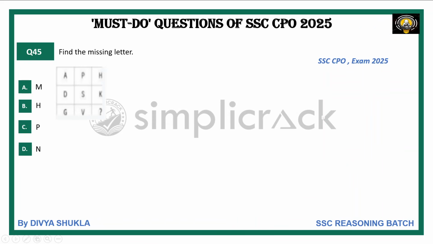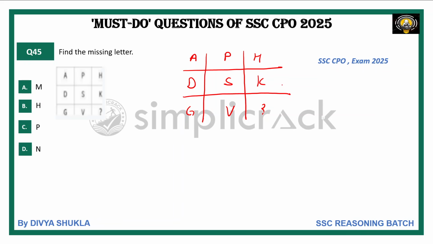Let's see the next one. Find the missing letter. I'm writing it more clearly here because I don't think the image is very clear. So I'm writing A P H D S K G V and a question mark. This is the question that was given to you, and this is the table which is given to us. Now how can we solve this question? We have to find the missing letter, and I'm writing the place values. So 1, 4 and 7, 16, 19 and 22, then 8, 11 and question mark.